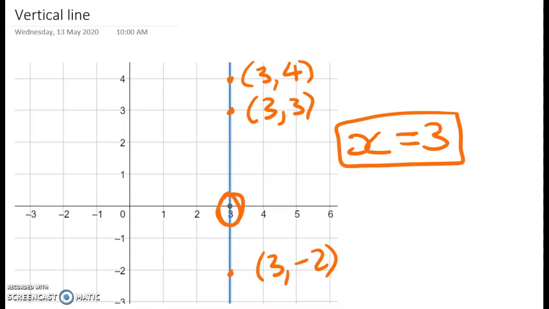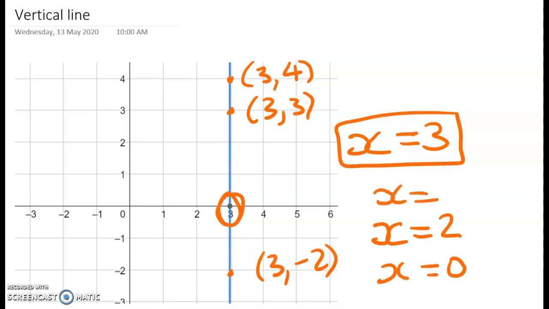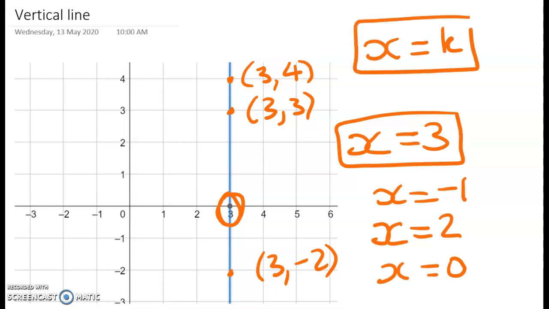So in general, what we see is that the vertical lines will have an equation in the form x equals some number, so x equals 2, x equals 0, x equals negative 1, or in general, x is equal to k. And the horizontal lines will have the form y equals some number.